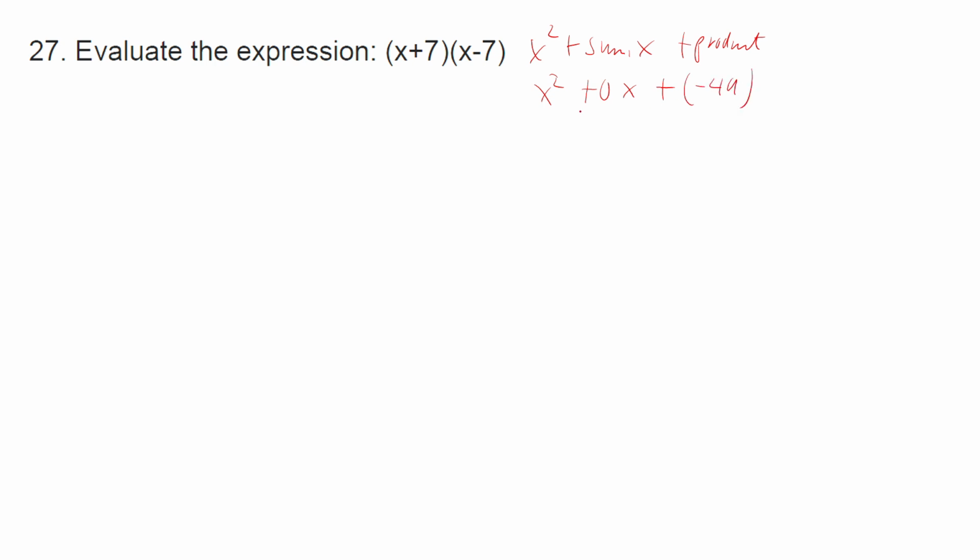So let's rewrite this. This one will become x squared. What's 0 times x? That's 0. Nothing. So we can just disregard that one. And this one here is negative 49. So minus 49. That's using our template.